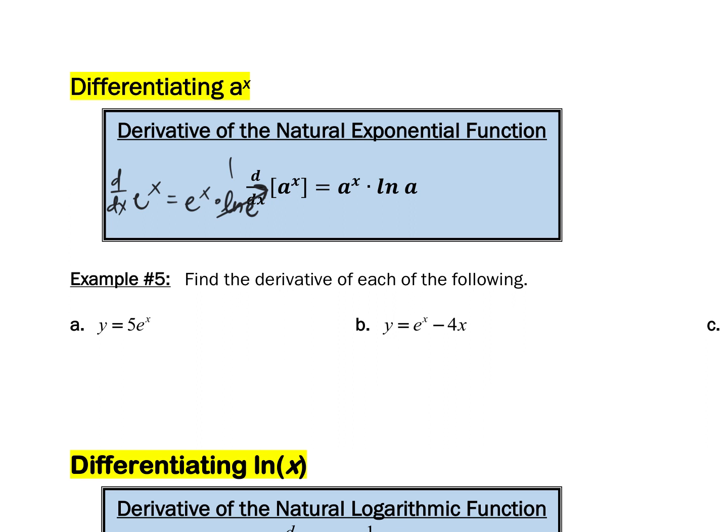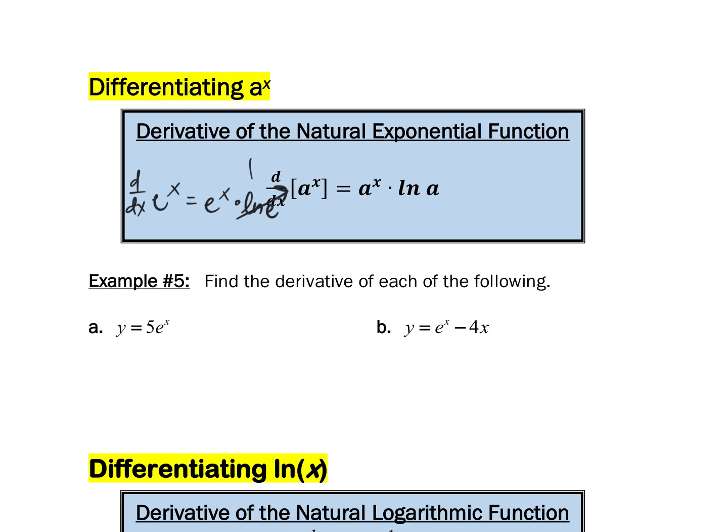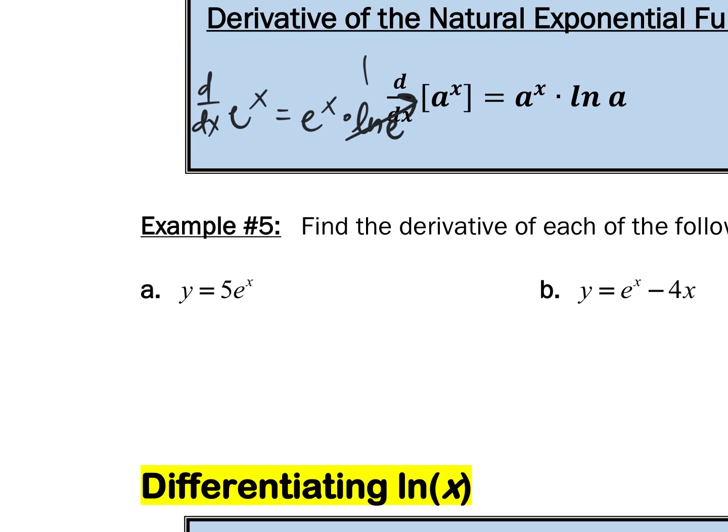If it's the base of e, it's just that e to the x. But if it's a different base, obviously the natural log of like 5 is not going to just go away, right? That's a number. So this first one here, I'm going to change this to just be 5 to the x. If this was just 5 to the x, your derivative of this function would be 5 to the x times the natural log of 5.